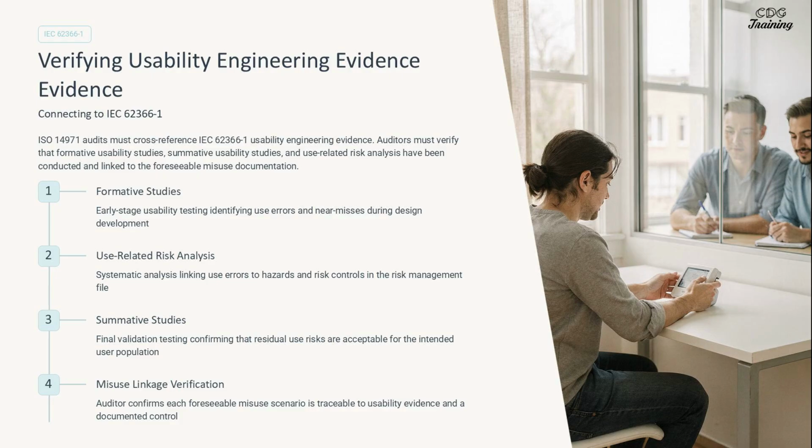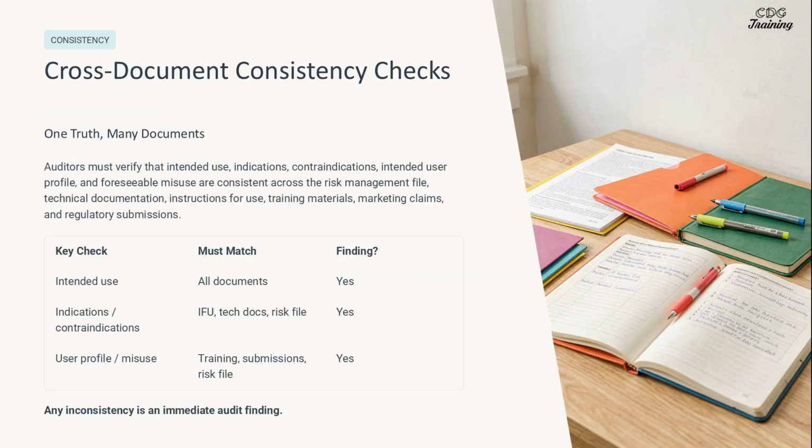ISO 14971 auditors must cross-reference IEC 62366-1 usability engineering evidence, ensuring all studies are conducted and linked to foreseeable misuse scenarios. Auditors must verify that all documentation is consistent across the risk management file, technical documentation, and regulatory submissions. Inconsistencies are immediate audit findings.